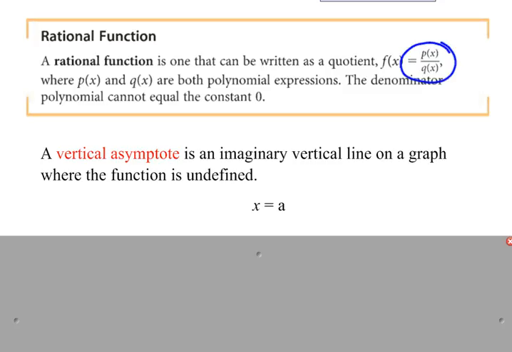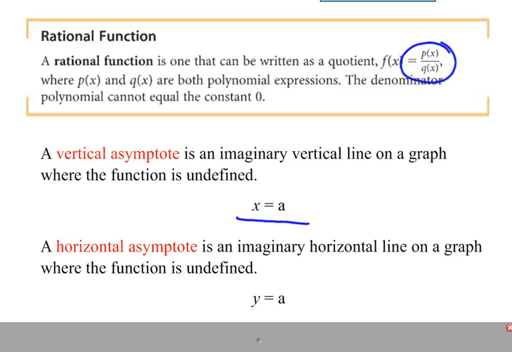Alright, so there are a couple other definitions that we need to make sure we know. A vertical asymptote is an imaginary vertical line on a graph where the function is undefined, meaning it doesn't exist. And the vertical asymptote will always have an equation, x equals a, where a is some number. So it will be x equals some constant.